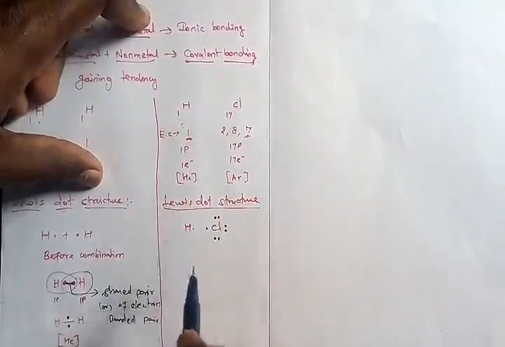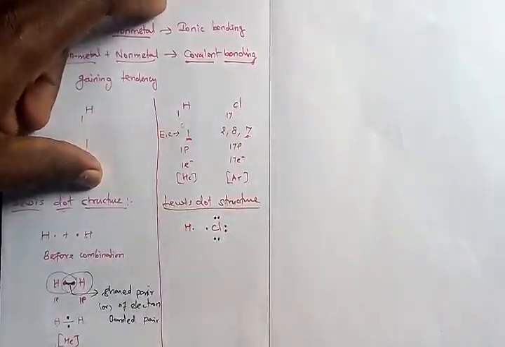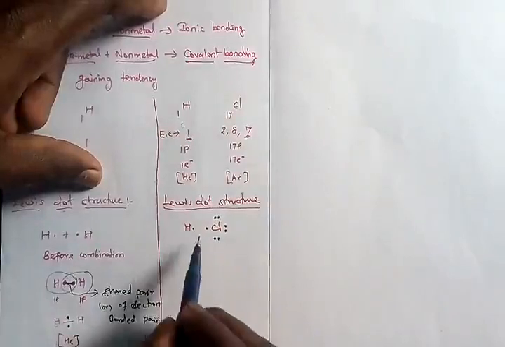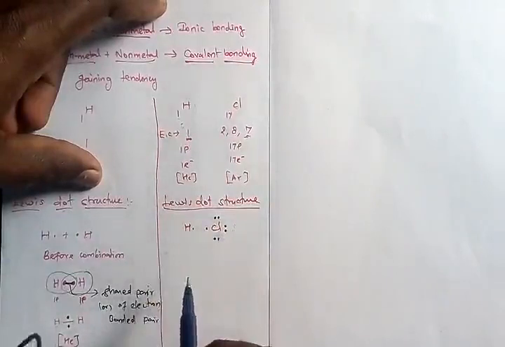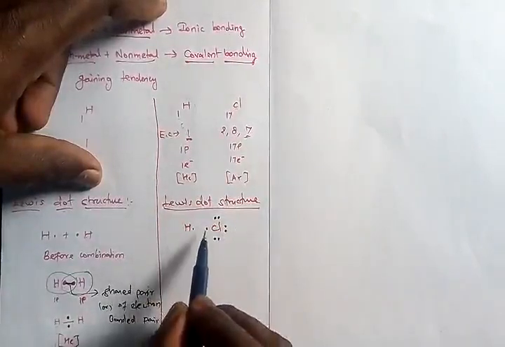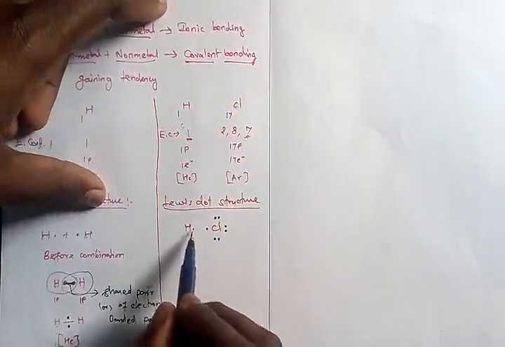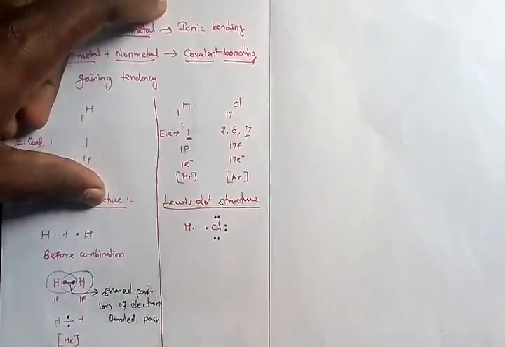So the red one is for hydrogen, the black one is for chlorine. Now when these two share electrons, what will happen? It will make a bond. So this kind of sharing is also called a covalent bond, right?